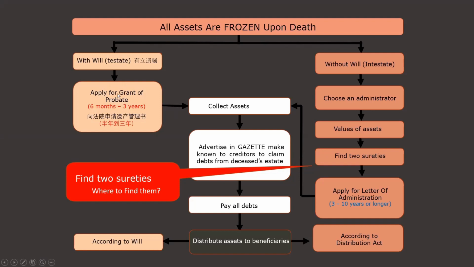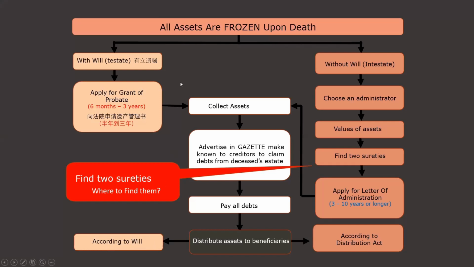Once the grant of probate comes out, the executor will actually execute all this and pay all the debts. Finally, pay all the debts, meaning the taxes, whoever you owe, your creditors, and so on and so forth. After that, the remaining assets are distributed according to the will.